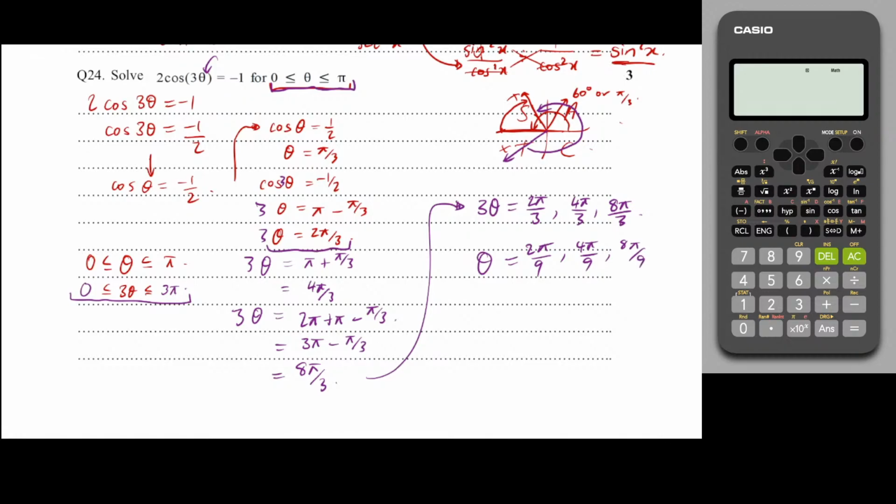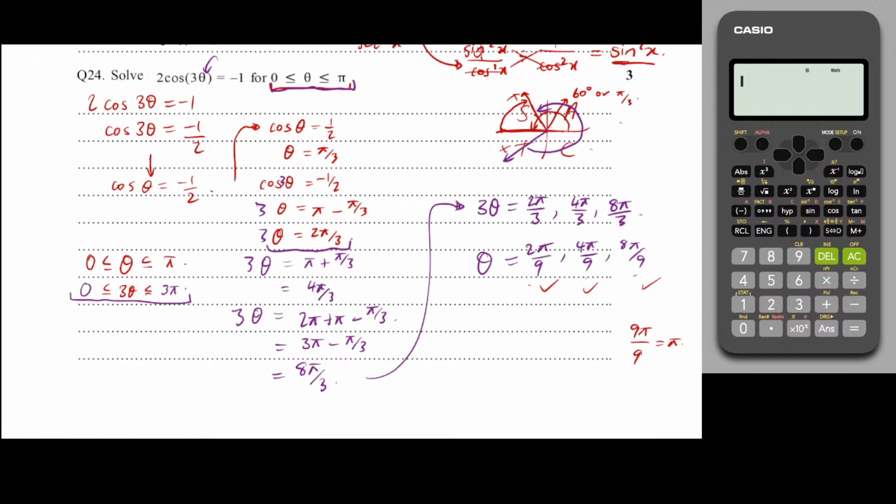And so those are our 4 solutions. And you can check too, because each one of these 3 solutions is between 0 and pi, because 9 pi on 9 is what pi is equal to, and each one of these is smaller than that, and obviously bigger than 0 too. So those are our 3 solutions.